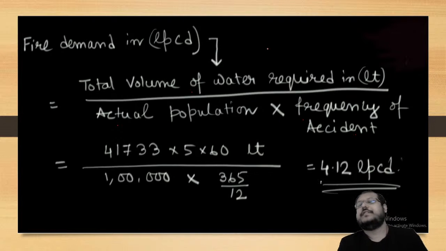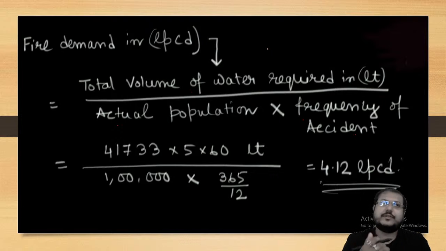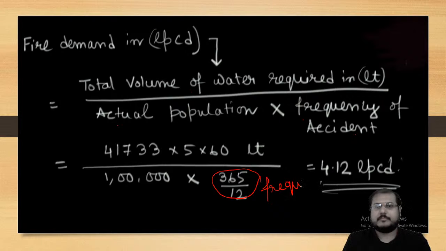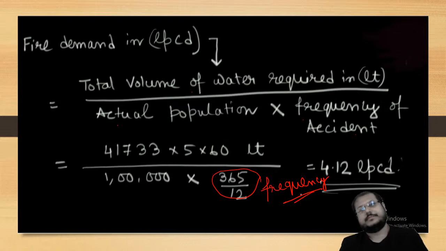So if in a year there are 365 days, so eventually to convert it into days, it will be 365 by 12. So this is actually finding the frequency. So this is actually defining the frequency part. That is one accident per month. That is actually defining the frequency.